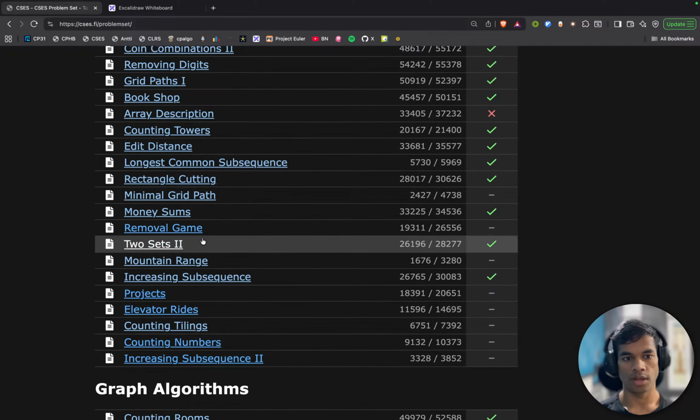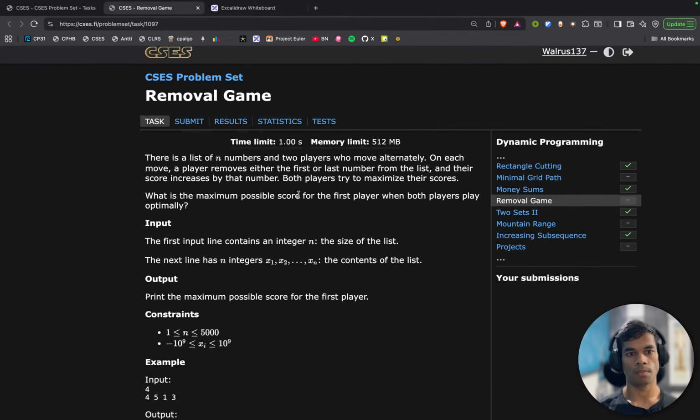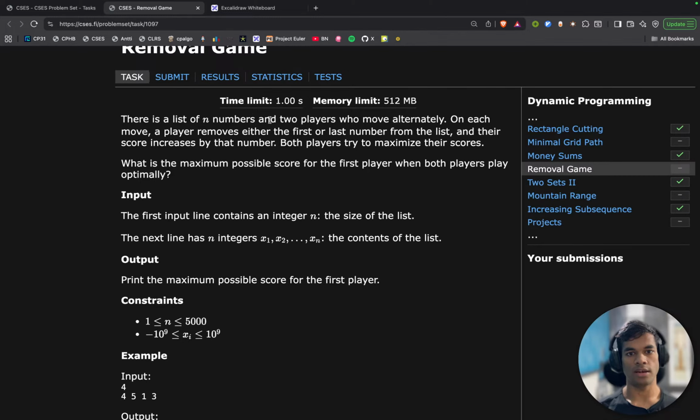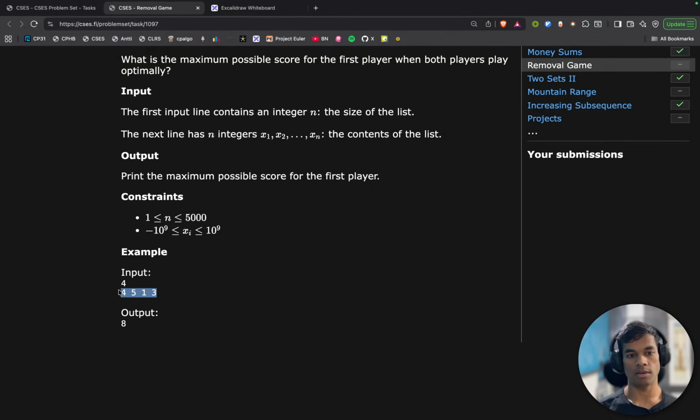Okay, now this one, a removal game, or maybe this one, projects. Let's do removal games. There is a list of n numbers and 2 players who make moves alternately. On each move, a player removes either the first or the last number from the list, and their score increases. I literally feel like I have done this question. Both players try to maximize their score. What is the maximum possible score for the first player when both players play optimally? And they have given us a number.